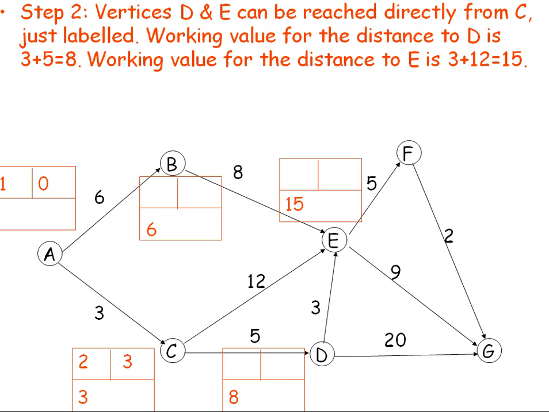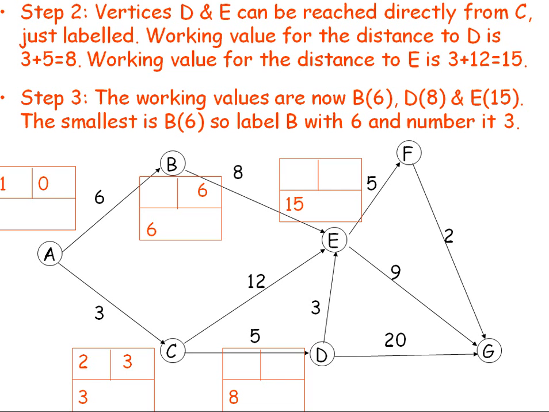Of all of our non-permanent nodes, which one has got the shortest working value? The one at B has 6, and that's smaller than anything else. So we now make the node B permanent. So we label it with its 6, and that is the third node that we have labelled. Once you label them permanent, that is a guaranteed shortest distance to that node from the start. We've just made B permanent.